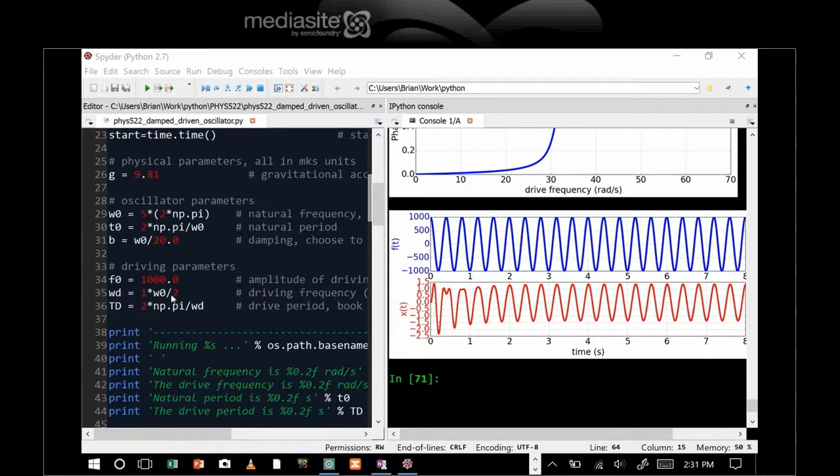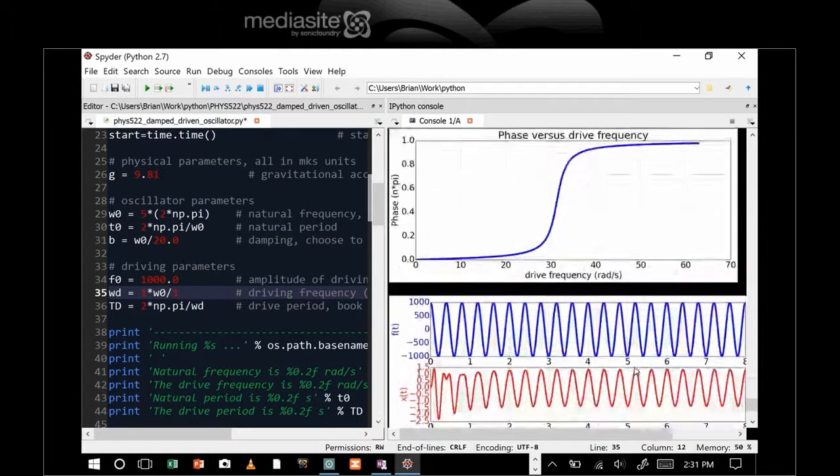Now I'm going to look at the case where the drive frequency is equal to the natural frequency. And actually, let's predict.